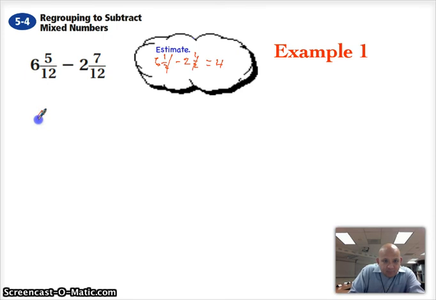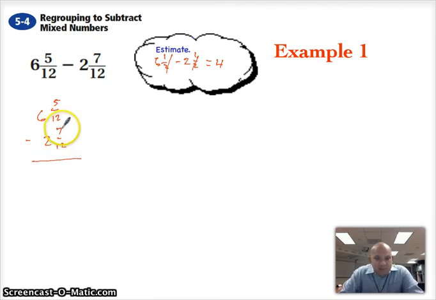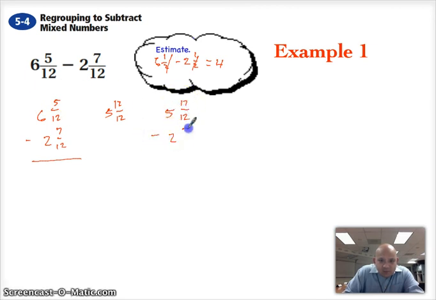Let's go ahead and put this in column form. 6 5/12, subtract 2 7/12. I have common denominator, but once again, this right here is larger than this. The 7 is larger than the 5, so I can't subtract that from the numerator. So what I'm going to do is I'm going to borrow from the 6. So I'm going to make this 6 into a 5 12/12. That means what I have in the end is a 5, and 12 plus 5/12 is 17/12. Subtract 2 7/12.